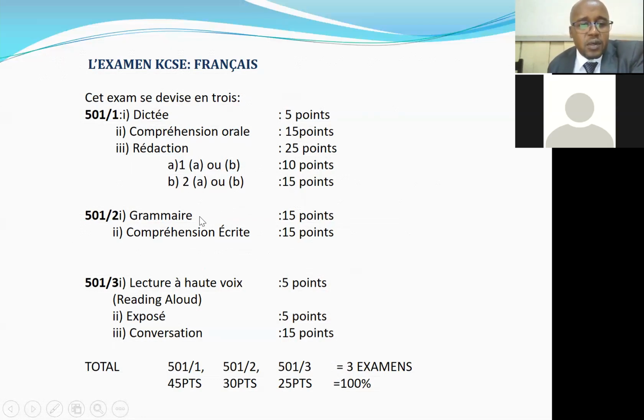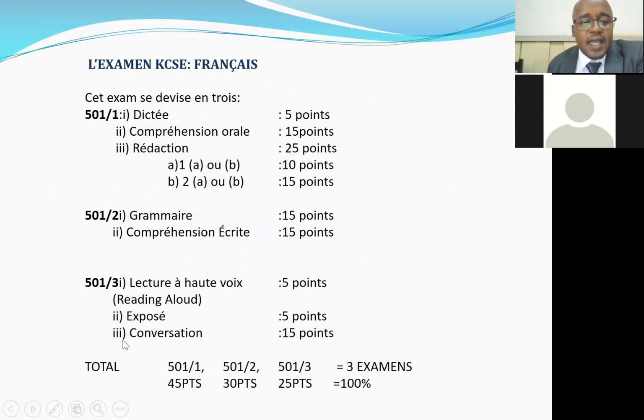Then we have paper 2, which has 2 parts. We have grammaire, 15 marks. Then we have compréhension écrite, the written comprehension, 15 marks. So for paper 2, we have 30%. Then we have now our paper 3, which is our paper of interest today, which is divided into 3 parts. We have lecture à haute voix, that is reading aloud, 5 points. Then we have part 2 of the exam, exposé, which is 5 marks.